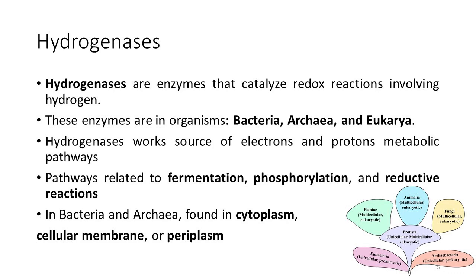Now we know that hydrogenases catalyze the redox reaction of hydrogen and can be used for renewable energies. Now the second question is where I can find these enzymes. These enzymes can be found in bacteria, archaea, and eukarya. These are the groups into which all living organisms are separated. That means that these enzymes are involved in a lot of metabolic pathways. For example, they are involved in fermentation, phosphorylation, and non-reductive reactions. Because they are involved in so many metabolic pathways, you can find these enzymes in different parts of the cell. For example, in bacteria and archaea, hydrogenases can be found in the cytoplasm, in the cellular membrane, or in the periplasm.